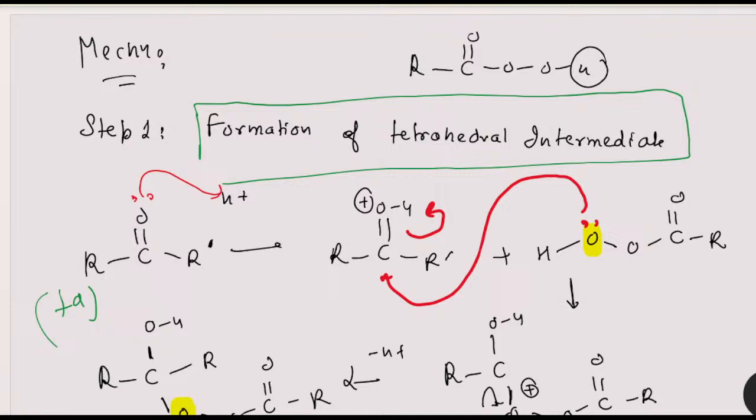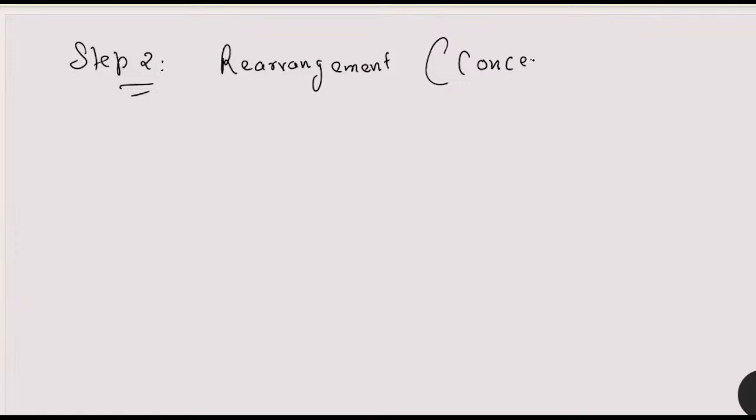Tetrahedral intermediate. Now the second step. Step one is clear, that is the formation of the intermediate. Now the second step is the rearrangement. Step number two, rearrangement. This is famous for being a concerted step. So let me just write that: concerted step. You know the meaning of a concerted step, that in the same step the thing is going to change. We are not using anything from outside.